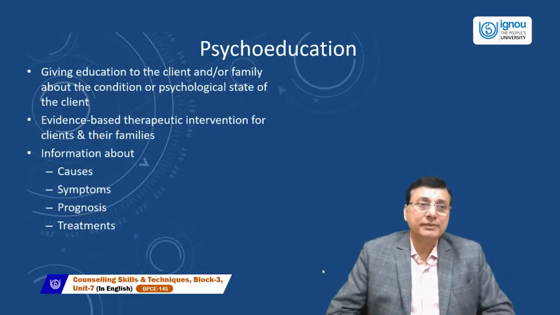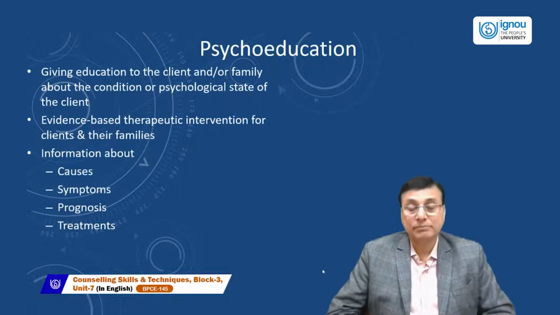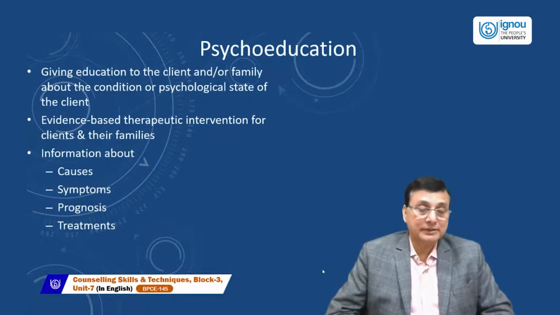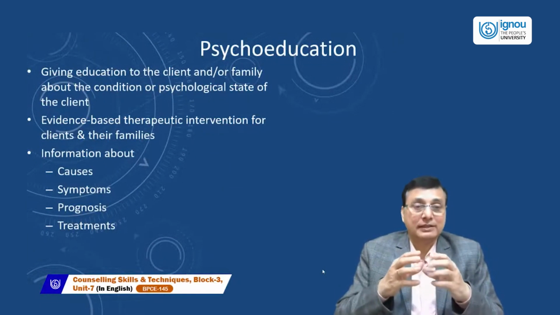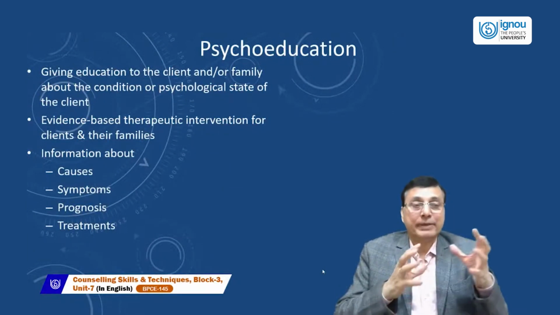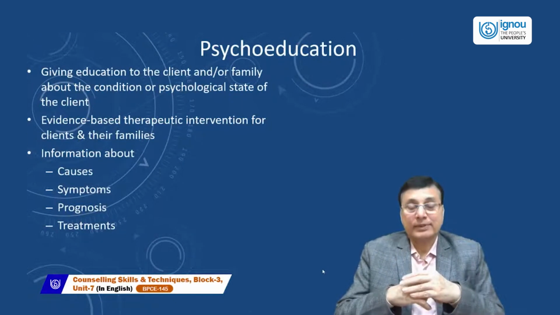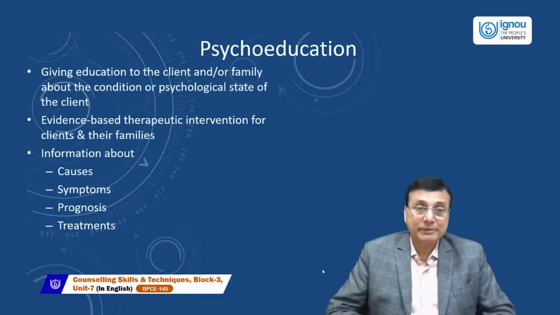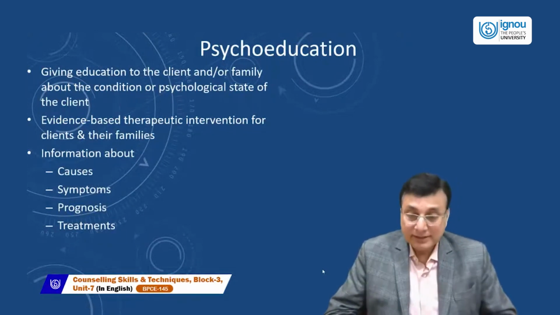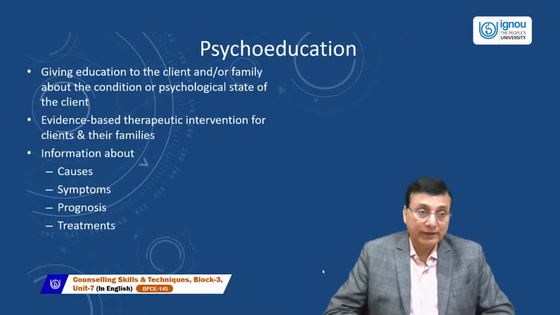So what information are we giving? We are giving information about the causes of the problem, that is the etiology, the symptoms of the problem, the prognosis, what is the possibility of improvement or getting cured, and what treatments are available for this problem. Remember, while we are talking about the causes, even though we know that the problem in the child is due to marital discord in the parents, we are not directly blaming the parents, saying the child has this problem because you both are fighting.